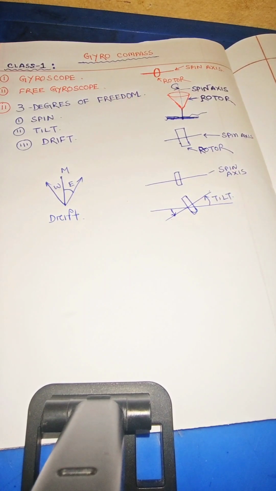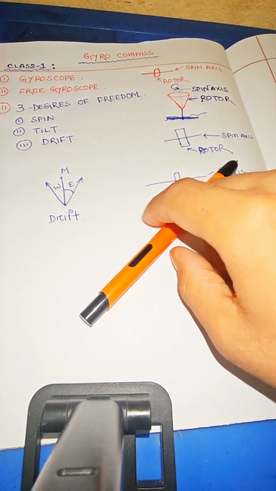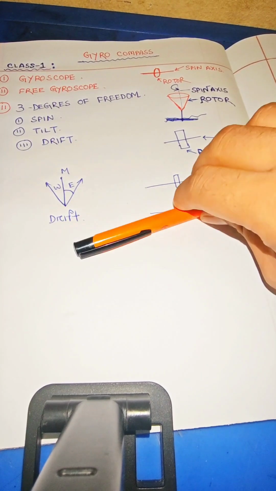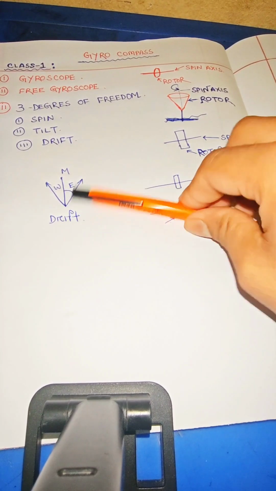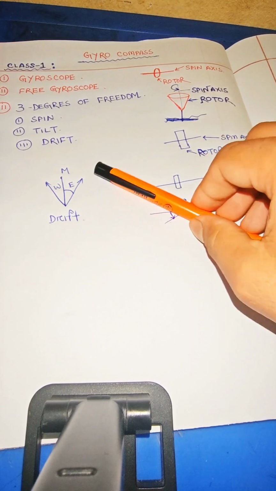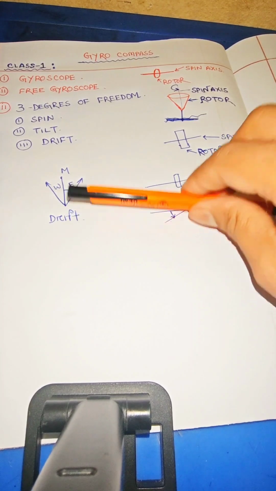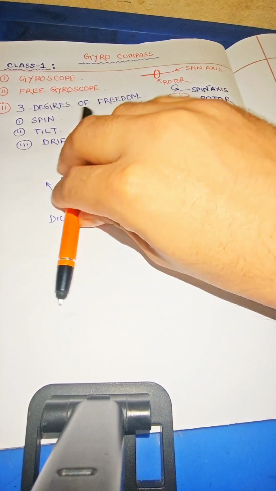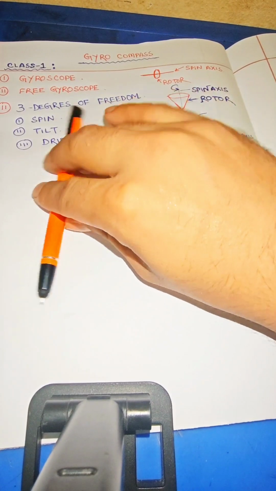Okay, and remember guys, this tilt, the vertical movement from the horizon, is maximum at the equator and nil at the pole. And the drift is maximum at the pole, nil at the equator.